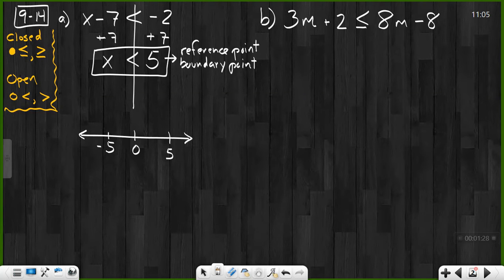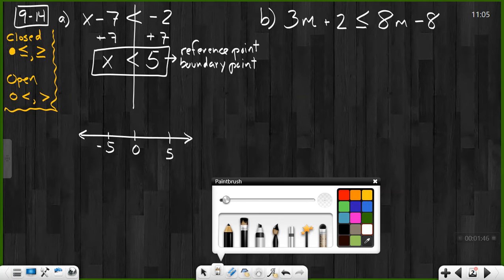This reference point or boundary point marks the point that makes the change between solutions and not solutions, because what we see here is there's an infinite number of solutions that make this inequality true. As long as x is any value less than but not equal to 5, this inequality will be true. And we'll demonstrate that in just a moment here.